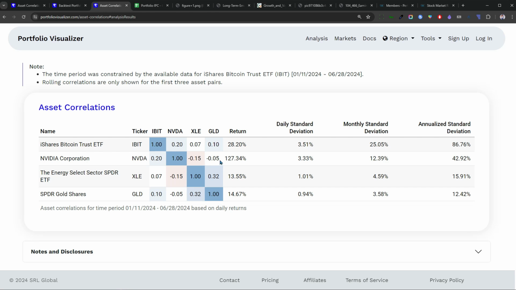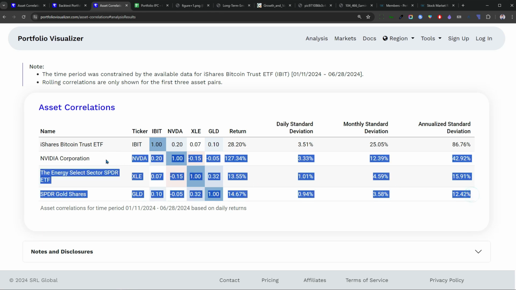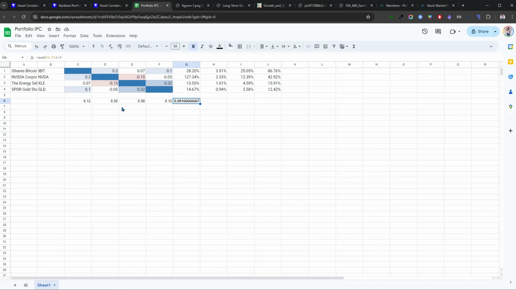Got a negative correlation with Nvidia. And I'll just quickly show you what the portfolio IPC is on this. I've gone ahead and quickly worked it out. That portfolio total IPC came in at 0.08. So 8% positive correlation, which is really low, a really good IPC score. Like I said, ideally, you want to get it under 0.5, closer to zero, the better.